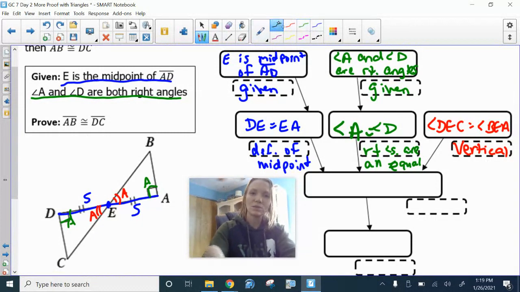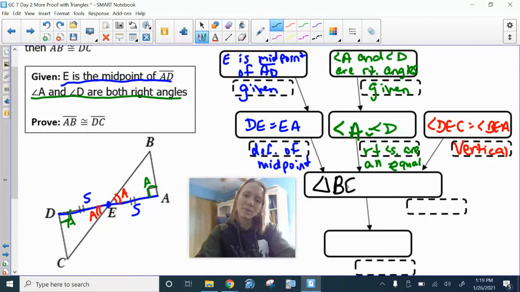So now we can see we do have enough. We have 3 pieces of congruence. 3 pieces of congruence is all we need to say that we have congruent triangles. And so let's go ahead and say, triangle BEA is congruent to, that would be our CED. And that would be, we can see here, our angle side angle congruence again.